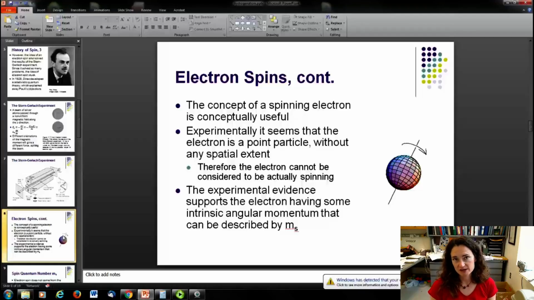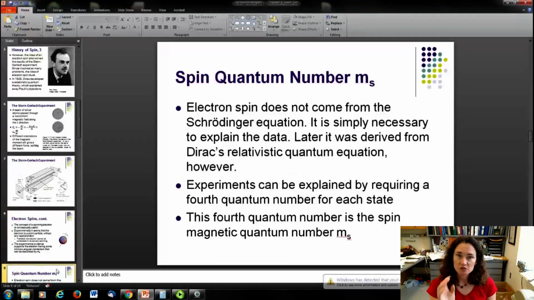And this property, this inherent magnetic moment, is called spin. All right, and we're going to use a new quantum number, actually two new quantum numbers to describe it, S and m sub s. Okay, so it's important to remember that this electron spin did not fall out of the Schrödinger equation. The Schrödinger equation gave us three quantum numbers, and now we have four, okay? The three quantum numbers describe the 3 degrees of freedom. This fourth quantum number is used to explain experimental results. However, later it was derived from Dirac's relativistic quantum equation, which we will not cover. It's pretty hard. Okay.